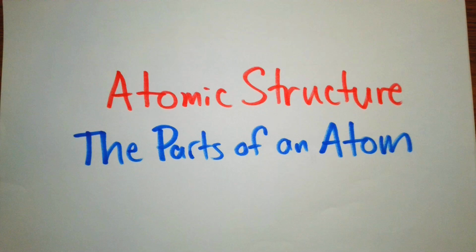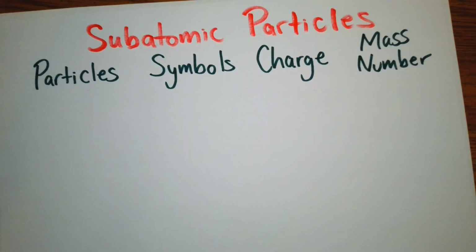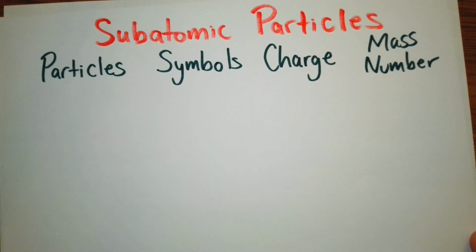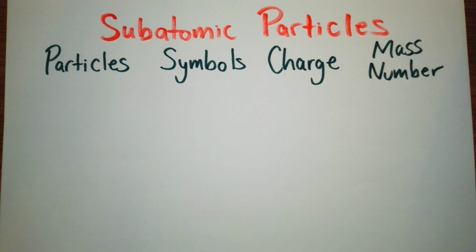In this lesson, we'll be discussing atomic structure, the parts of the atom, and its subatomic particles. So we have three subatomic particles. The first subatomic particle is the electron.